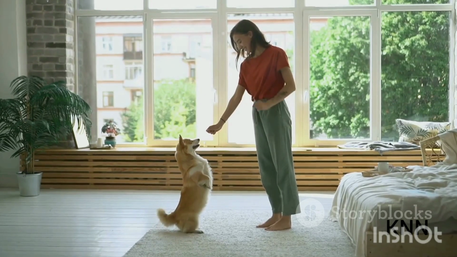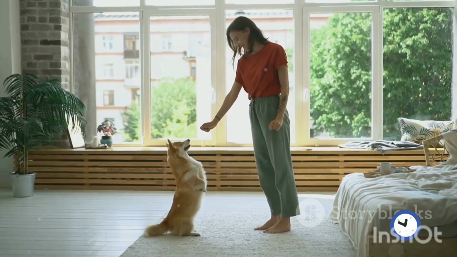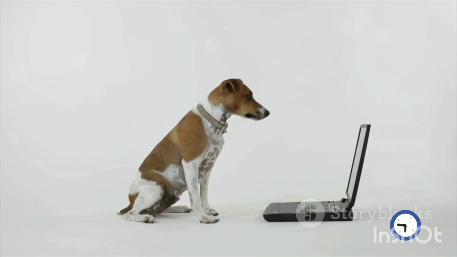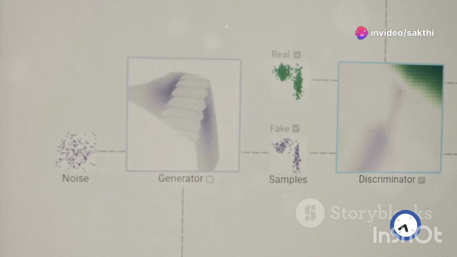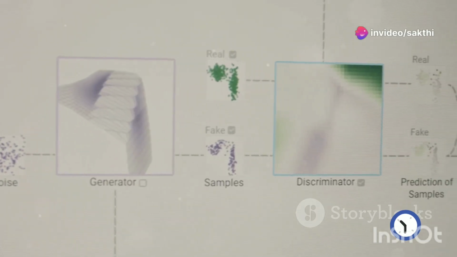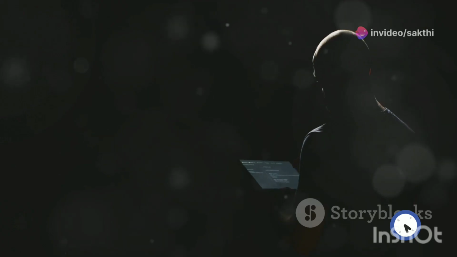Machine learning is like teaching a dog a new trick. We give the computer lots of data, just like we give the dog treats and praise. The computer uses this data to learn patterns and make predictions. It's like magic, but it's actually science.